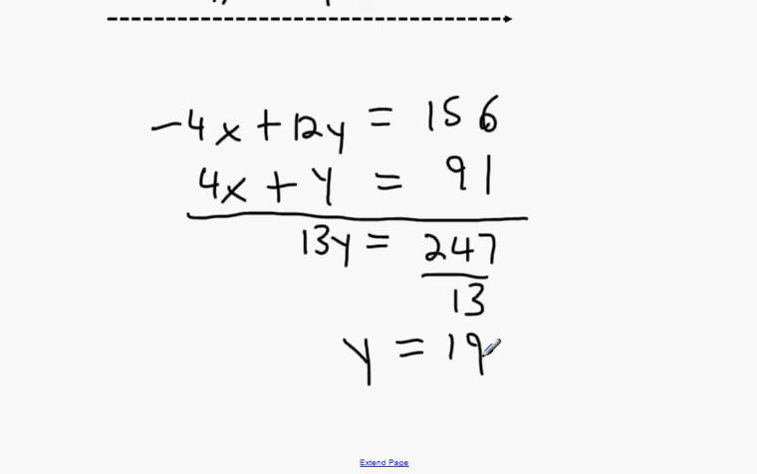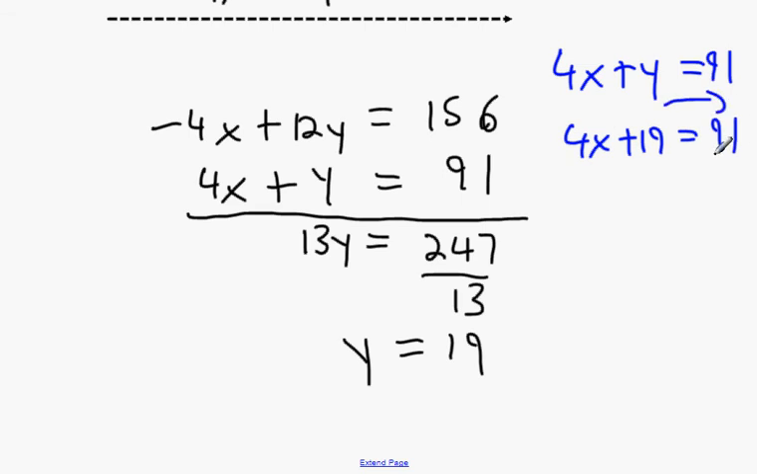The fact that it was a really clean number, no decimals, no fractions, is good because we know we have to have a whole number, don't we? Because they're coins. You can't have 3.5 coins; half a coin's not worth anything. So next we're going to put this 19 into the 4x plus y equals 91 formula. So 4x plus 19 equals 91. Bring the 19 over to the other side. 4x equals 72. 72 divided by 4 is 18. We now know that y is 19 and x is 18.